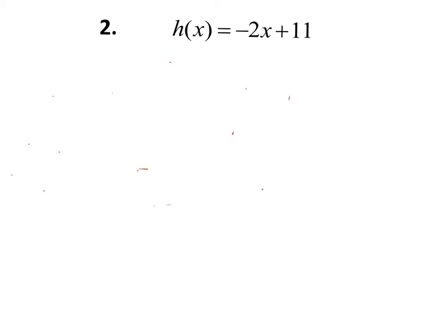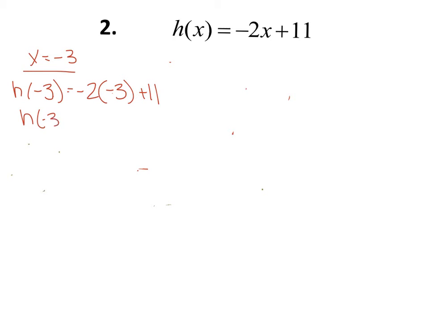Okay, now we're going to do the next problem. Again, we're going to use those same numbers. So when x equals -3, I'm going to plug that in for x. So h of -3 equals -2 times -3 plus 11. So h of -3 equals a -2 times a -3, which is a +6, plus 11. So h of -3 equals 17.